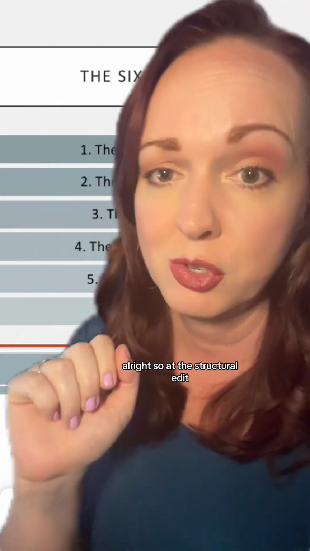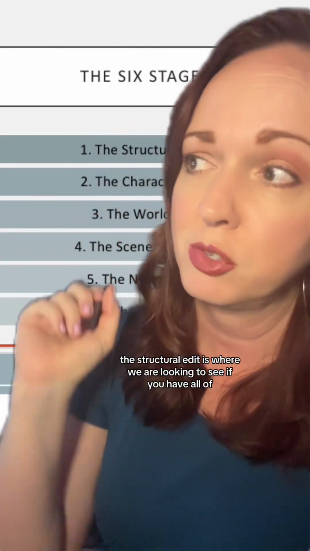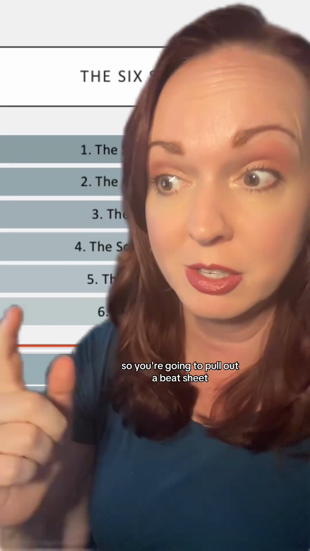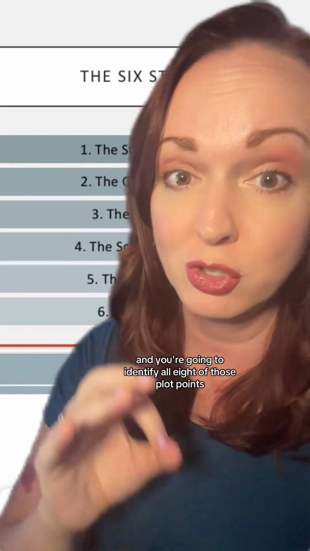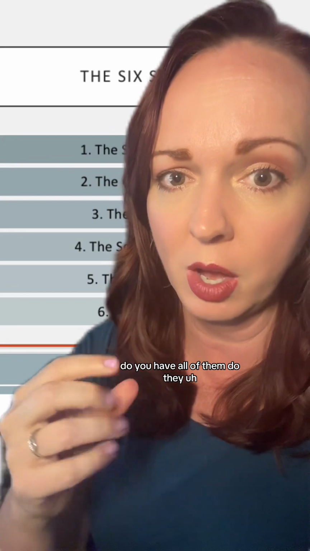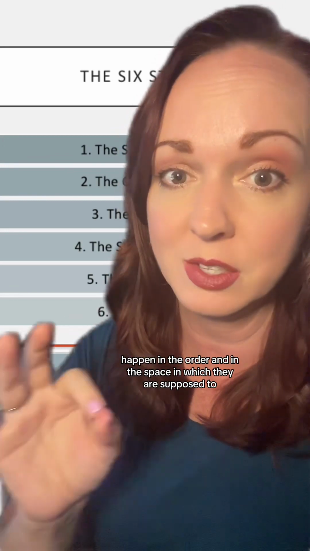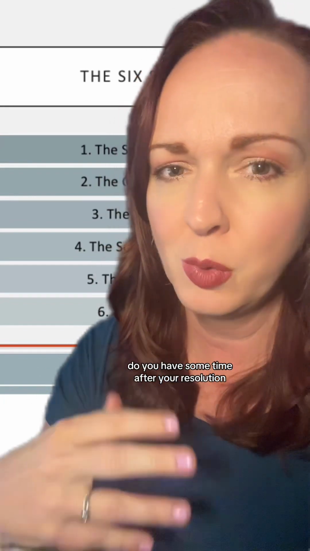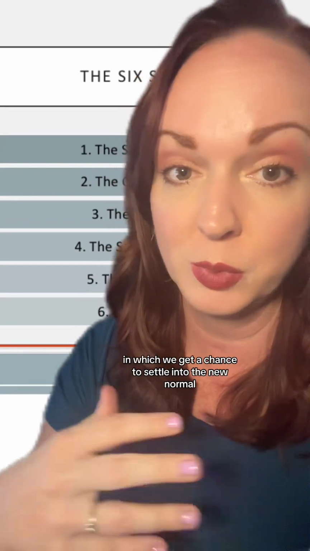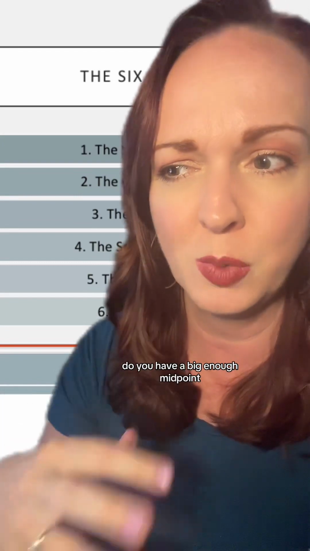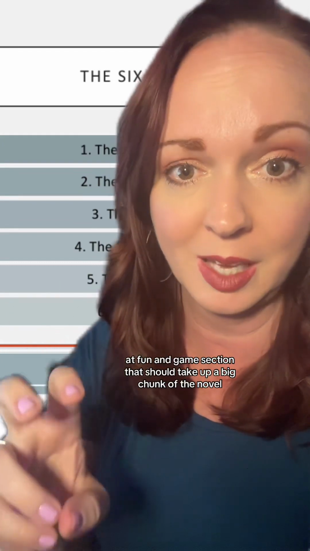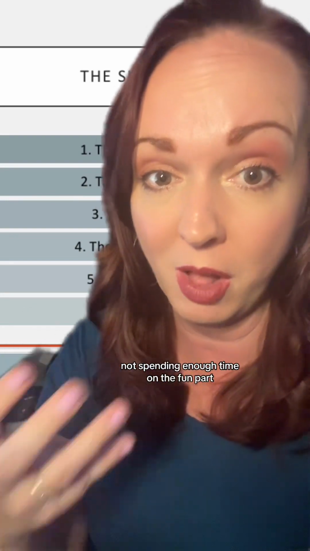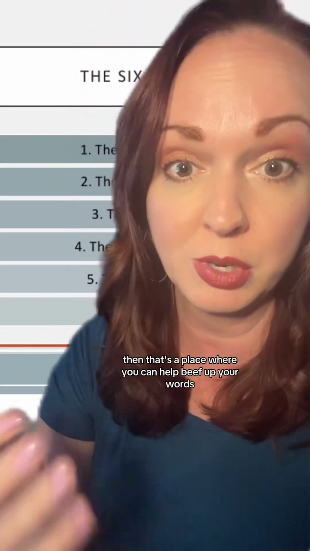All right, so at the structural edit, if you need to be adding words, the structural edit is where we are looking to see if you have all of the plot points that you need. So you're going to pull out a beat sheet and you're going to identify all 8 of those plot points. Do you have all of them? Do they happen in the order and in the space in which they are supposed to? Meaning, do you have a hook prior to your inciting incident? Do you have some time after your resolution in which we get a chance to settle into the new normal? Do you have a big enough midpoint, that fun and games section that should take up a big chunk of the novel? If you're speed running through that and not spending enough time on the fun part, then that's a place where you can help beef up your words.